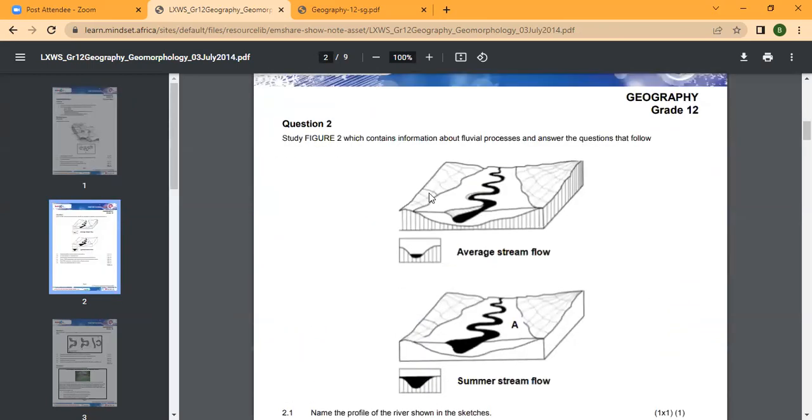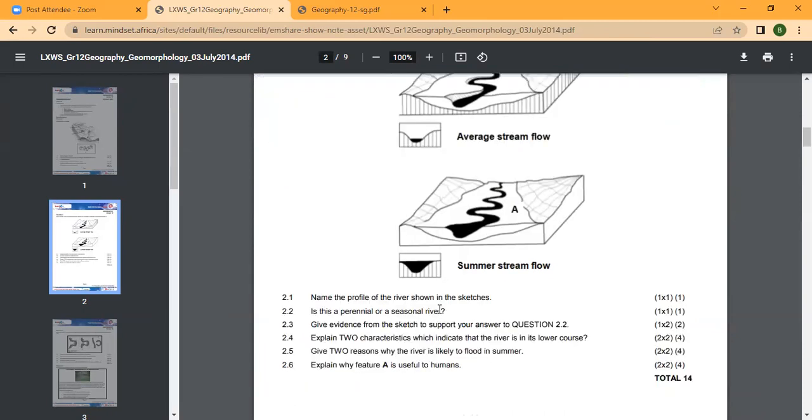And we have one more. We have stream flow. The average stream flow was low, and then it increased. So we have to name the type of river shown here. Is it a perennial or seasonal river? You give evidence from the sketch to support your answer.